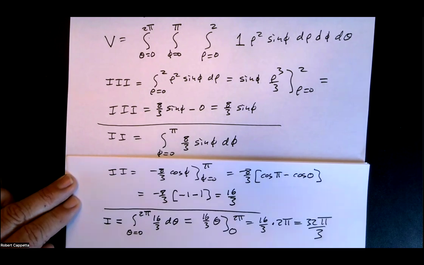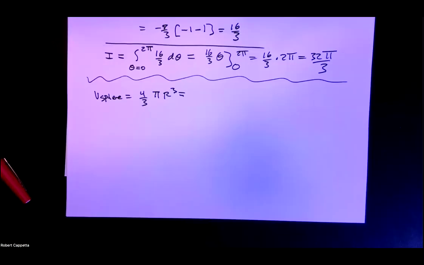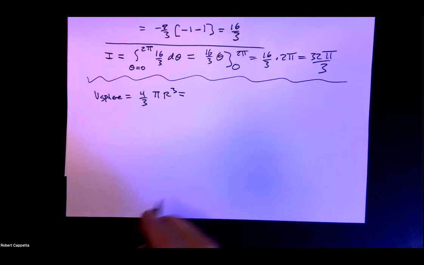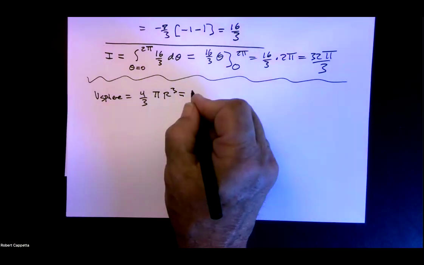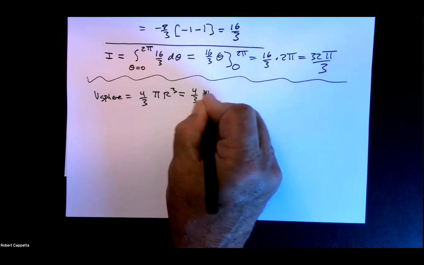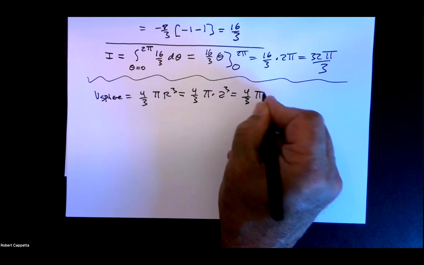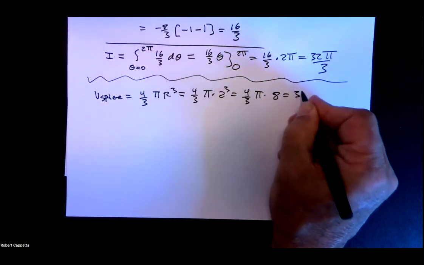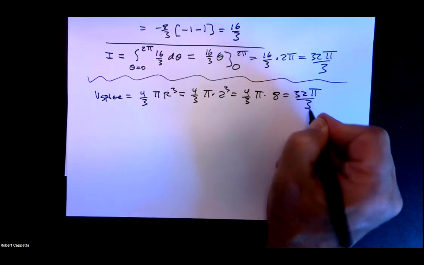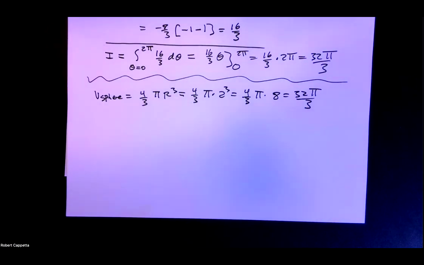Let's check our work with some geometry. Volume of a sphere is 4/3 pi r cubed. We said our radius was 2. So 4/3 pi times 2 cubed, 4/3 pi times 8, which is 32 pi over 3, which again agrees with what we did with calculus.